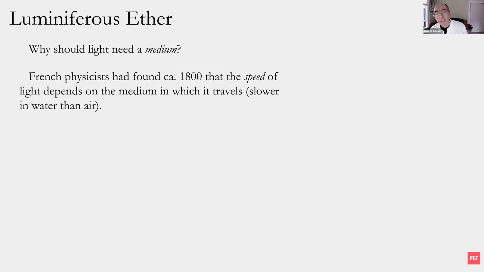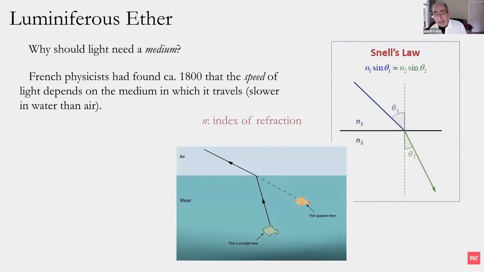So why would you need a medium for light? Even before, around the same time as Thomas Young in England, a number of French scholars had found that the speed of light, the speed at which light waves travel, depends on the medium in which they're traveling. In fact, they're slower in water than in air. That's opposite, by the way, than sound waves. Sound waves travel more quickly in a dense medium.